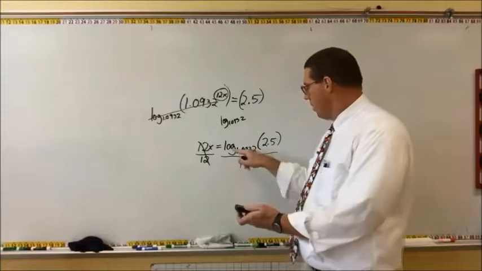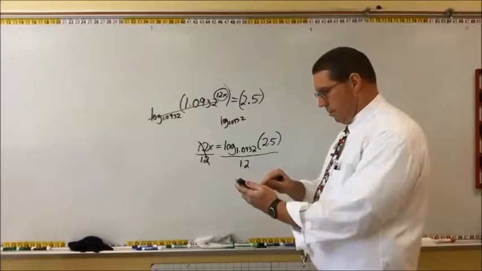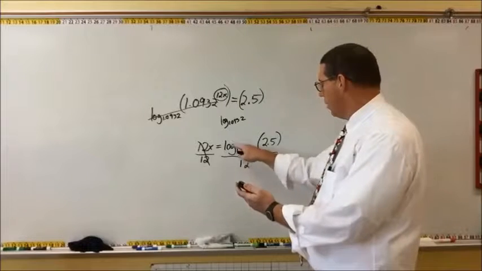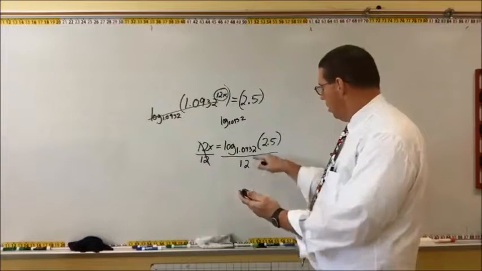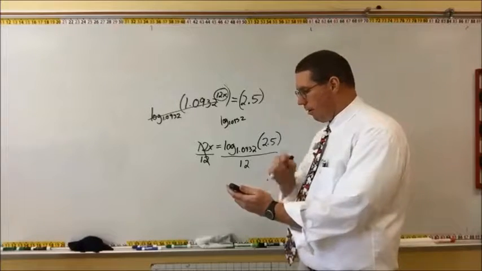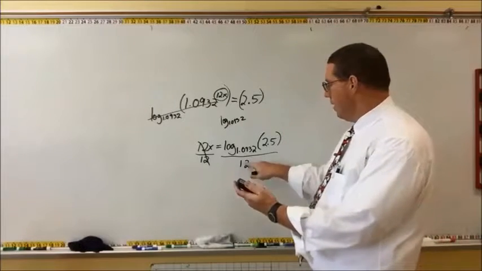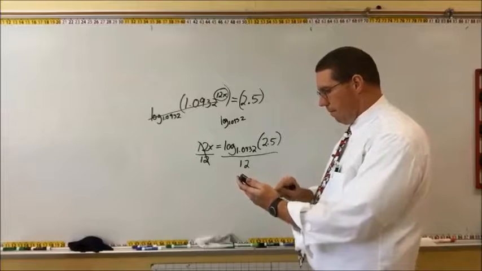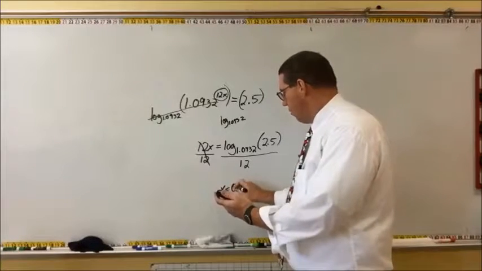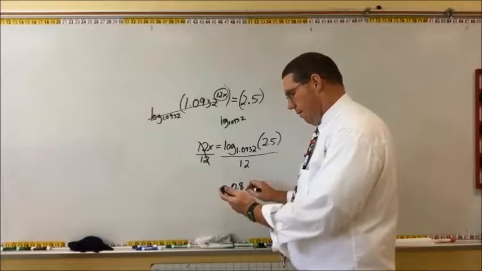So let's do this. Log of 2.5 divided by log of 1.0932. Press enter, and I get 10.28. Now I'm going to divide by 12, and I get x is equal to 0.8569.